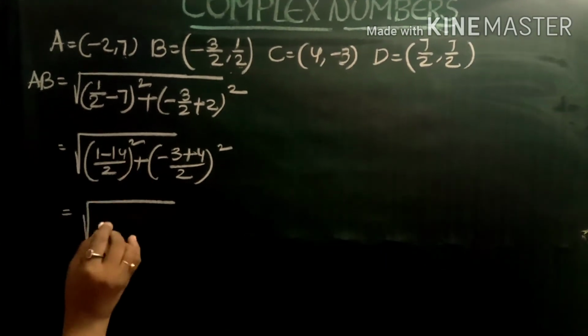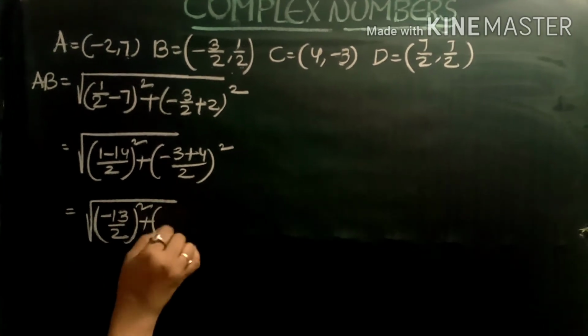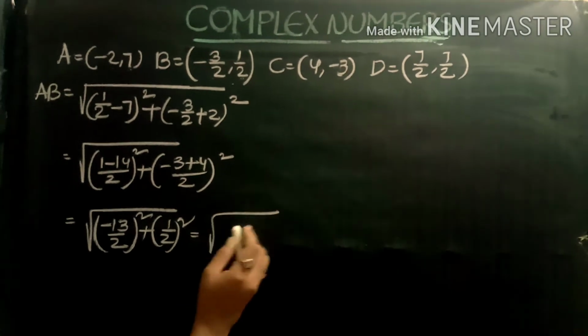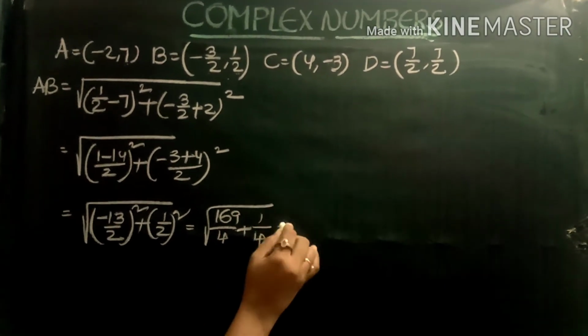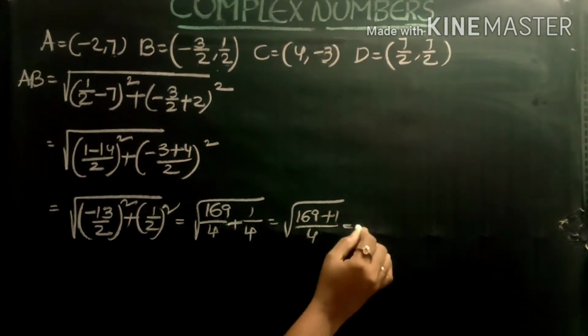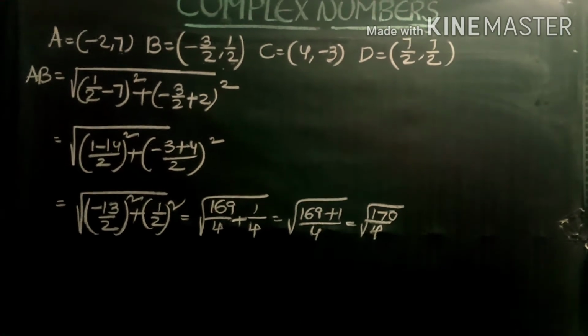This is equal to the square root of (-13/2) whole square plus (1/2) whole square, which is the square root of 169 by 4 plus 1 by 4. Taking 4 LCM, 169 plus 1 by 4 is equal to root 170 by 4. Now this is the value of the distance AB.